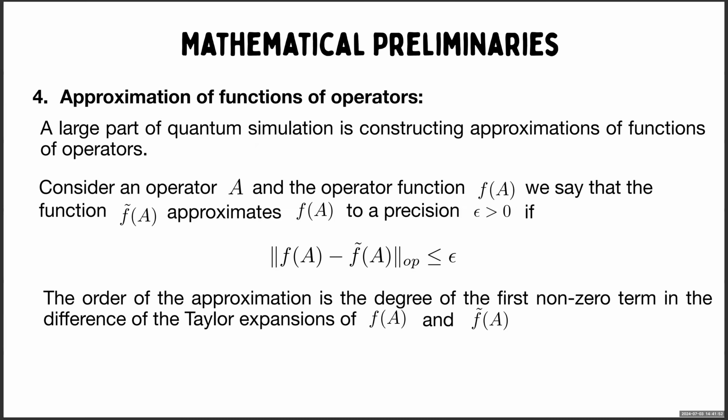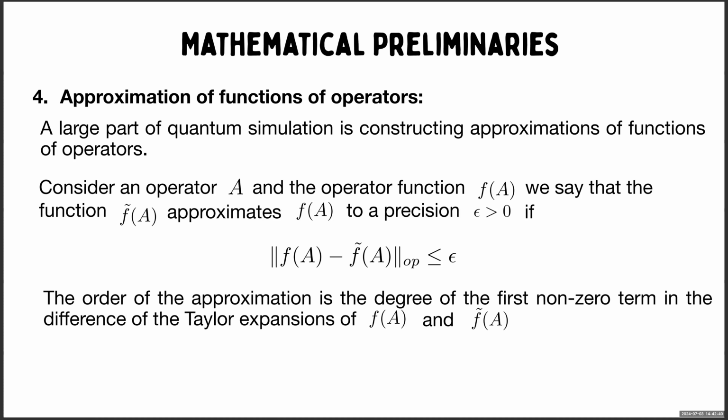Okay, and the last mathematical preliminary that you'll need will be how to approximate functions of operators. So when we're doing quantum simulations, we usually want to construct some sort of function of this operator which will approximate our unitary evolution operator. So the way we describe how functions of operators can be approximated is we say if we have an operator A and an operator function f of A, we say that the function f tilde of A approximates f of A to a precision, which we call epsilon, which is bigger than 0 if the difference between these two operator functions, when you take the operator norm, is less than or equal to this precision epsilon.